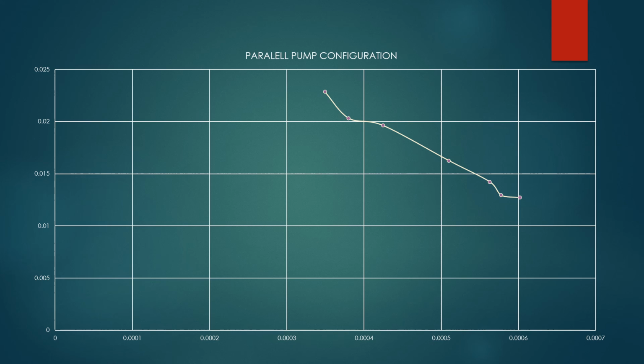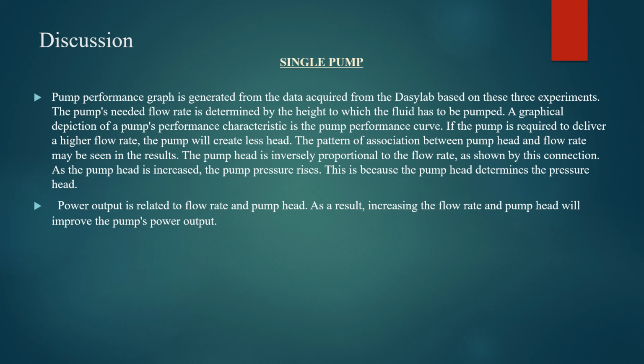The graph correlation shows that pump head decreases as the flow rate increases. This relationship states that pump head is inversely proportional to flow rate for parallel pump. And this is the discussion for our experiment. For single pump, the data acquired from the DaisyLab based on these three experiments were generated.